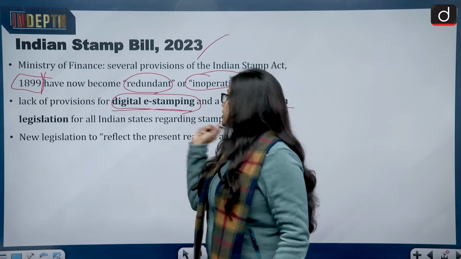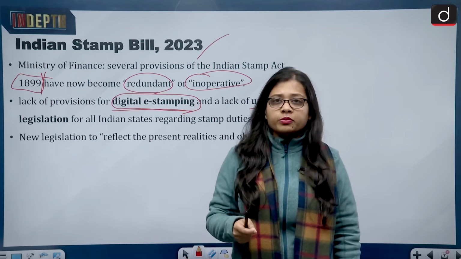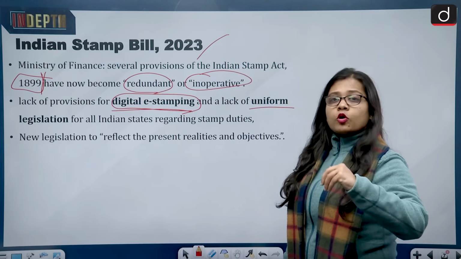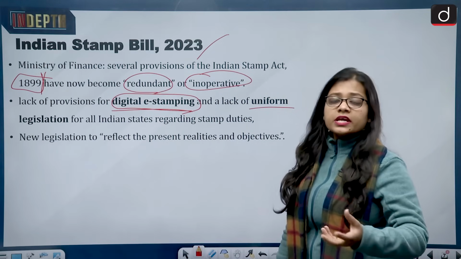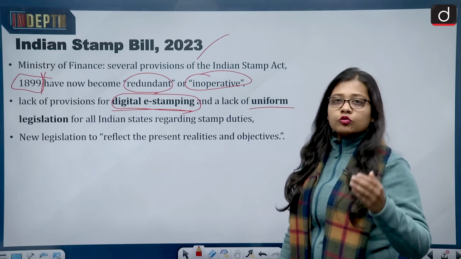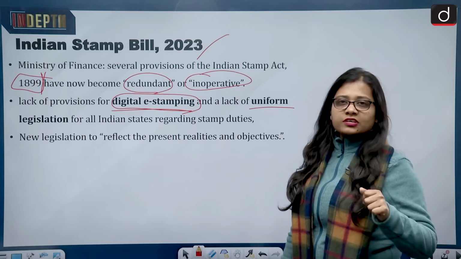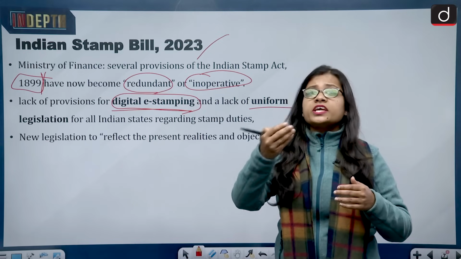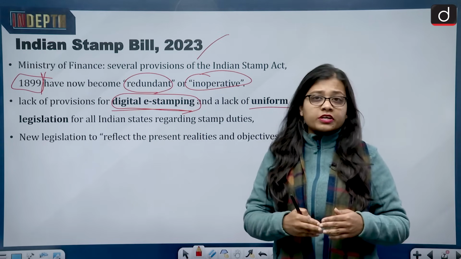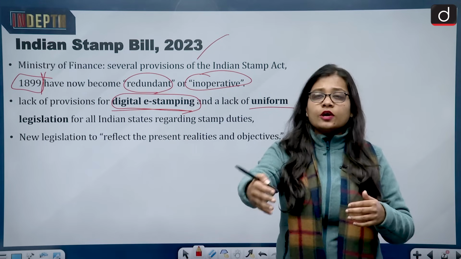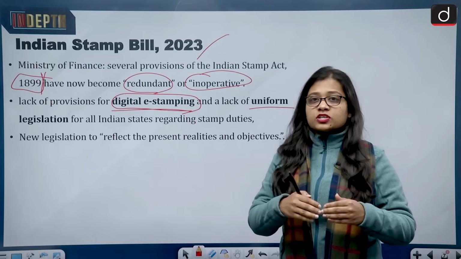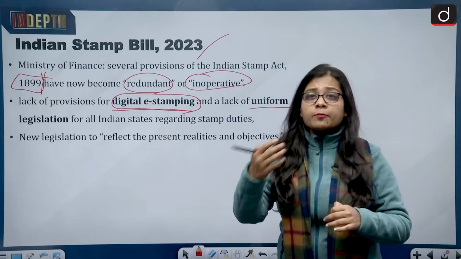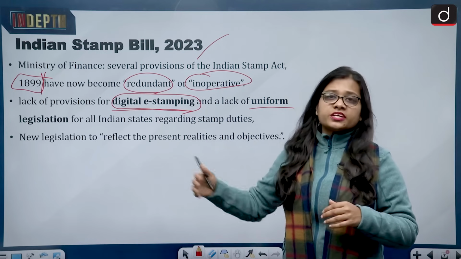So the digital e-stamping aspect needs to be updated with regard to the Indian Stamp Act, so that it becomes easy, convenient and efficient for the people who find it difficult to visit the registrar office, especially senior citizens who are above the age of 60 or 75. It becomes very difficult for them to physically visit the registrar offices, and especially for people who are differently abled. They will also find it very helpful if things are digital.